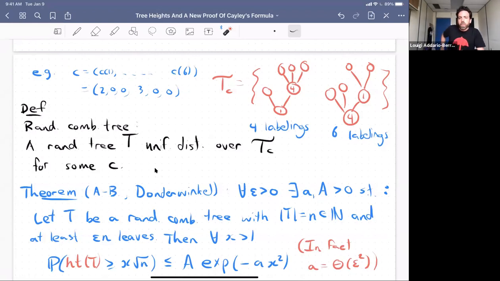And now I'd like to get to the second point, which in a way relates to this condition on epsilon, on how many leaves there are, how many path vertices there are. So that's our second set of results.